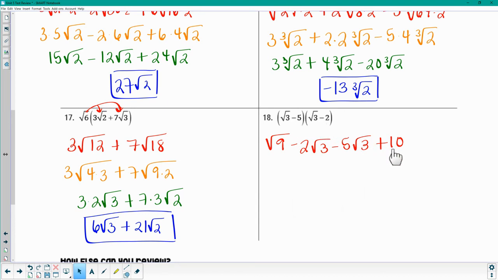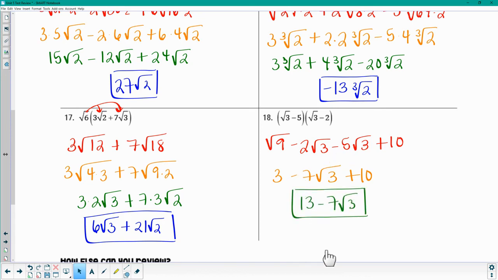Now, square root of 9 does simplify to be 3, and then I can say minus 2 minus 5 is negative 7 square roots of 3 plus 10. Now, the reason why I was able to combine these two terms together was because they have the same radical. Now, all I have to do is combine 10 and 3 to give me 13 minus 7 square roots of 3.